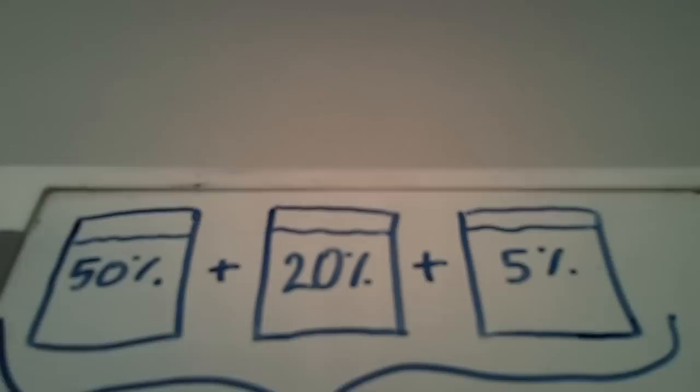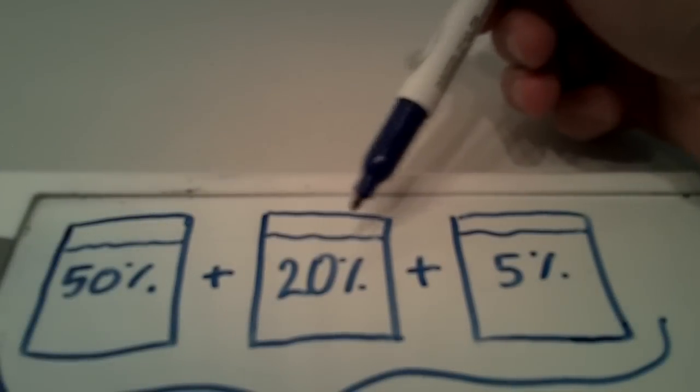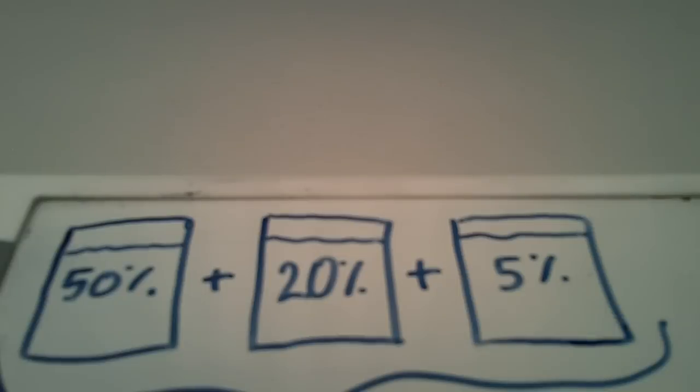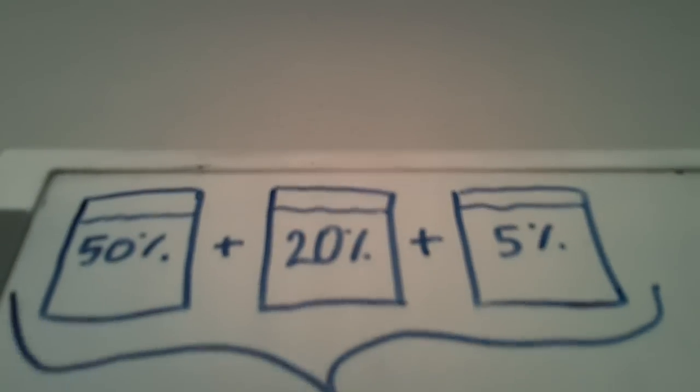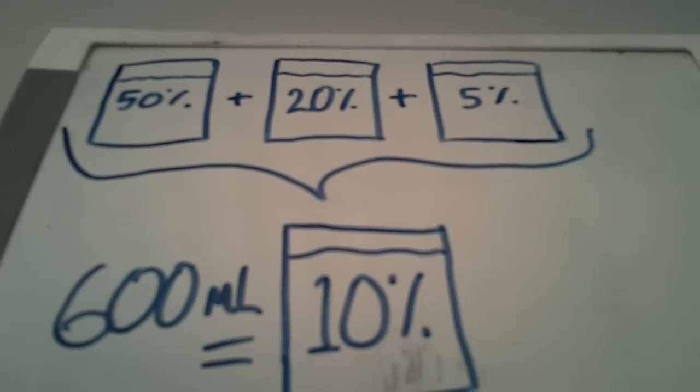The question says, you need to use 3 solutions of drug H, and they contain respectively 50% strength, 20% strength, and 5% strength. And you need to use all 3 in order to make a 600 milliliter batch of 10%. How much of the 50% will you use?